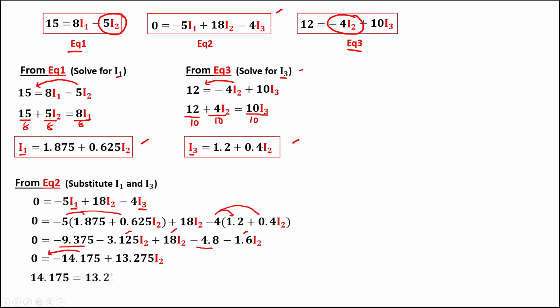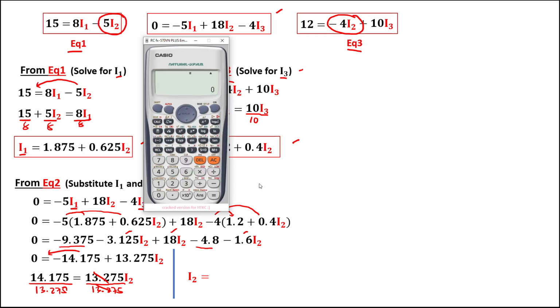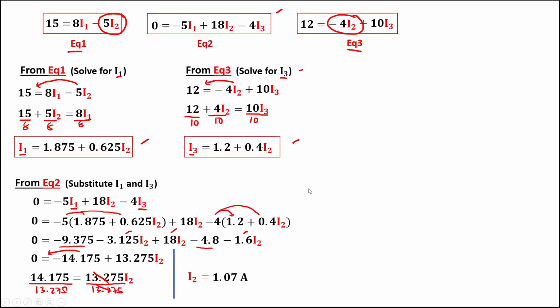Then to solve for current 2, transpose this to the other side, so this becomes positive, and divide every term by 13.275. Therefore current 2 equals 14.175 divided by 13.275. So we have 1.07. So for current 2, that's 1.07 amps.